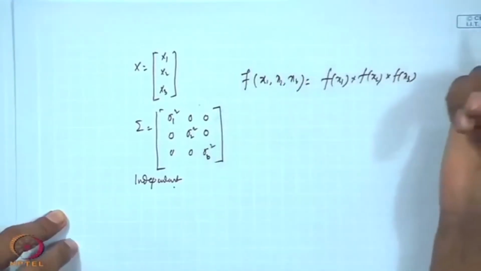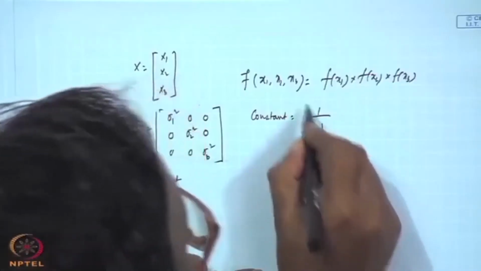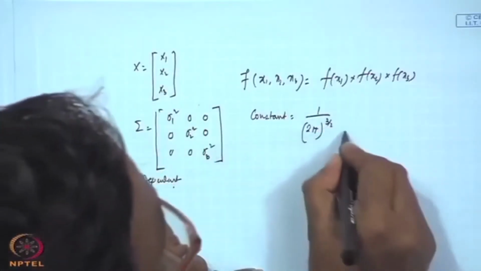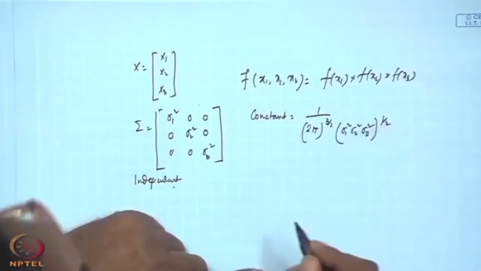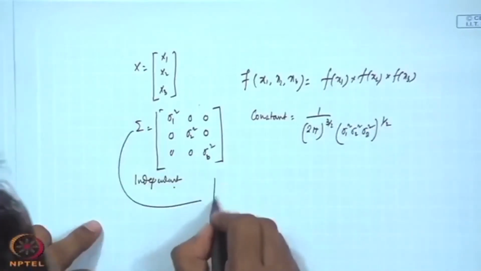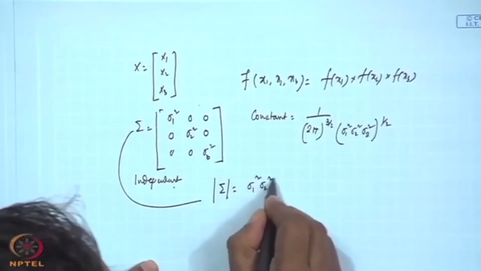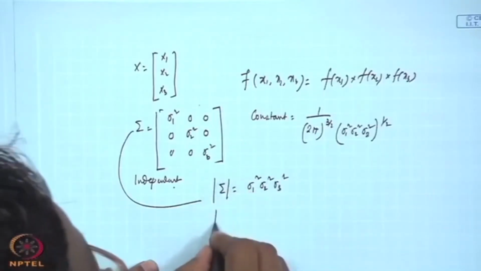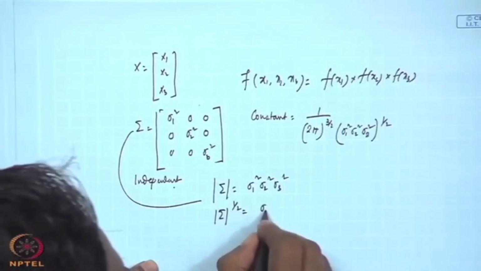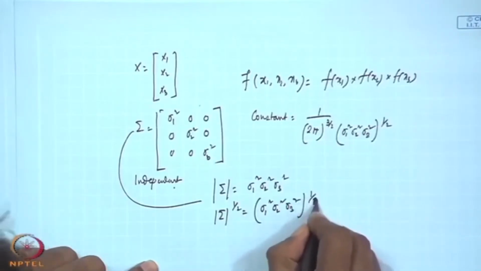So, in a similar way you multiply, and ultimately your constant term will be 1 by 2 pi to the power 3 by 2, then sigma 1 square, sigma 2 square, sigma 3 square to the power half. You see, if you take the determinant here, what are you getting? It will be sigma 1 square, sigma 2 square, sigma 3 square. So, that means the determinant to the power half is sigma 1 square, sigma 2 square, sigma 3 square to the power half.